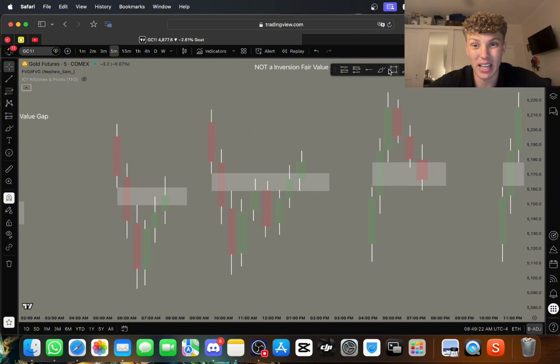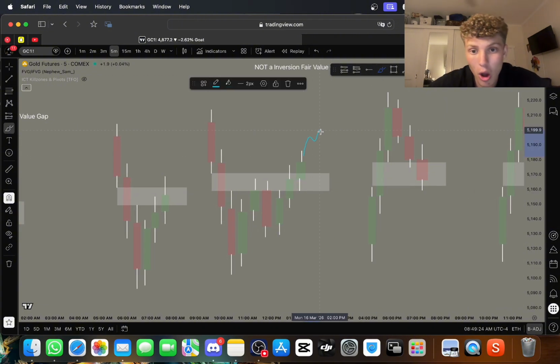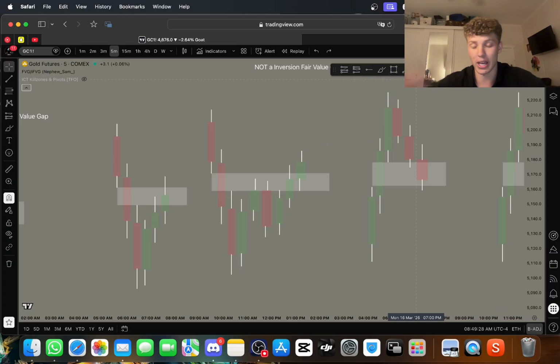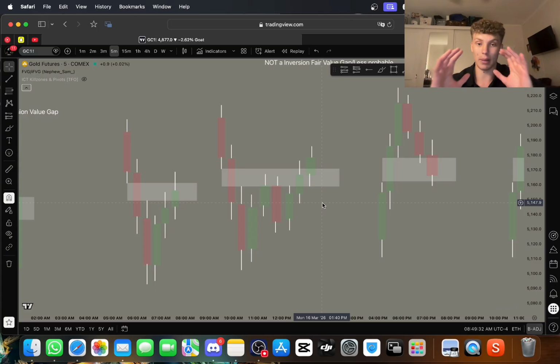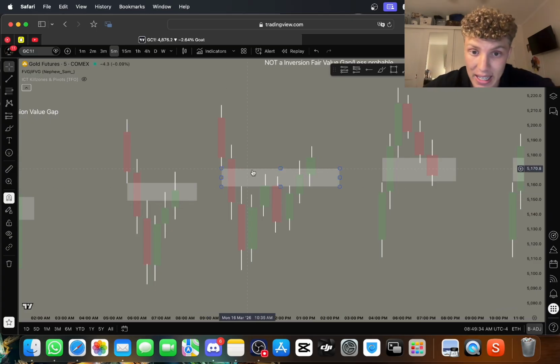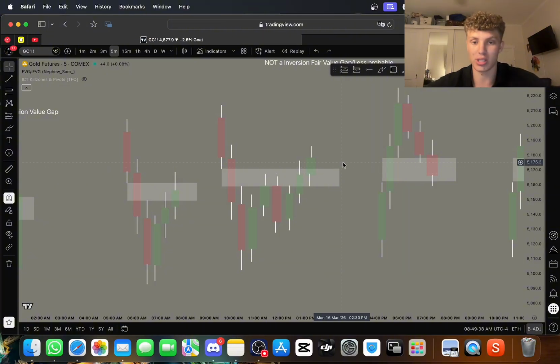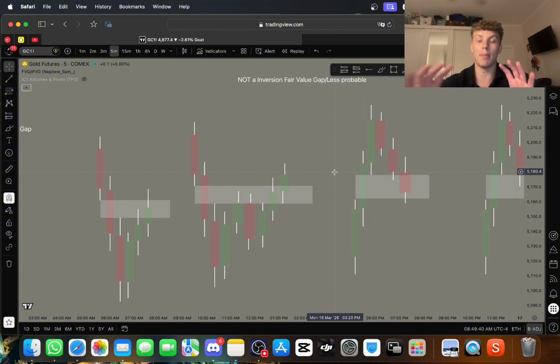As we can see over here, price might go a little bit higher and it might just chop around. This just shows slower price action. Still completely a valid inversion fair value gap because it did get closed through, just less probable. I'd just say be a bit more careful when you see inversion fair value gaps like that.